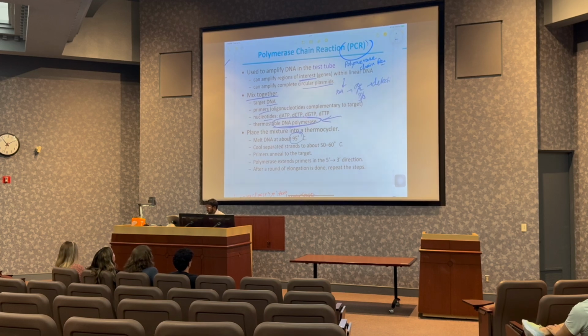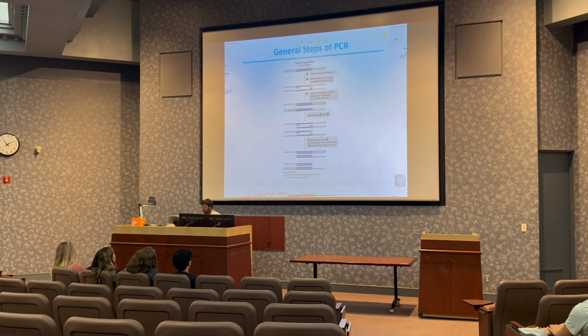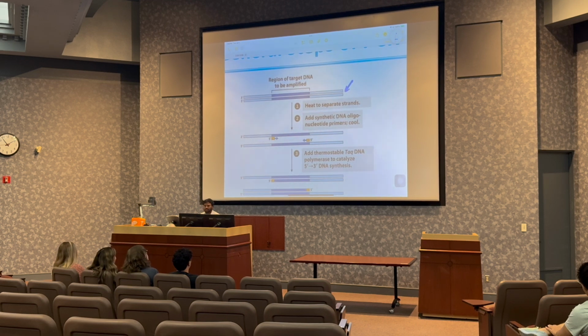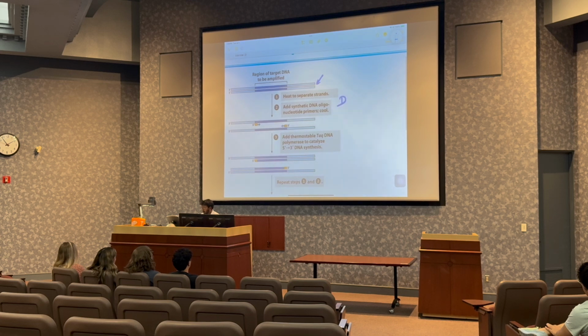Okay, so there are three different steps responsible for polymerase chain reaction. The first step is to separate these two strands of DNA, and this process is called denaturation. The first step of PCR is called denaturation. So if you provide heat, definitely these two strands will separate.